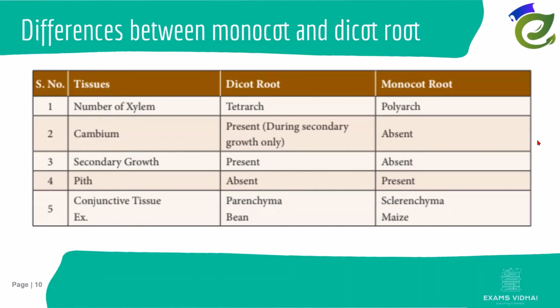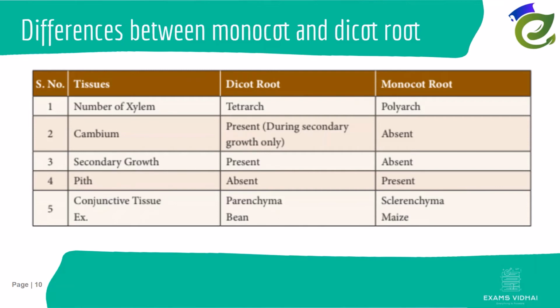Now coming to the differences between monocot and dicot root. When you take the number of xylem bundles, in dicot it is tetrarch, whereas in monocot it is polyarch. Cambium tissue is present in dicot root, whereas in monocot root it is absent. Secondary growth is present in dicot root, whereas it is absent in monocot root. Pith is absent in dicot root, whereas it is present in the monocot root. The conjunctive tissues are made up of parenchyma in dicot root, whereas they are made up of sclerenchyma in monocot root.